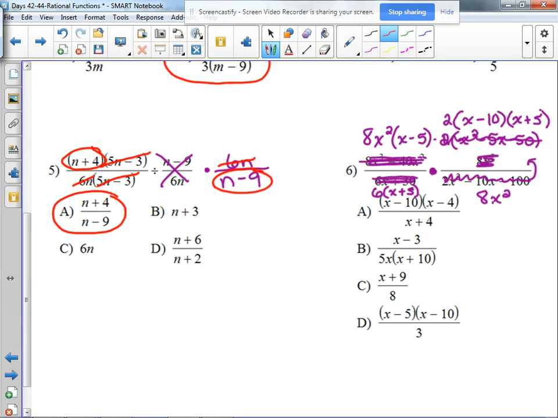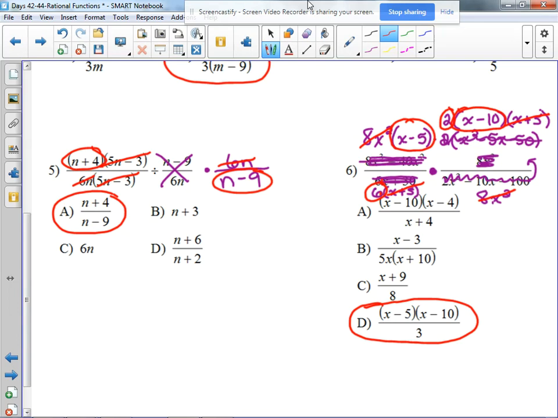So what do we have? Exactly the same numerator and denominator. 8x squared, x plus 5. What do we have left? We've got x minus 5, a 2, an x minus 10, and a 6. So let's look. I've got an x minus 5 and an x minus 10 in answer choice D. It's over 3. Well, 2 over 6 reduces to 1 over 3. So it is D.